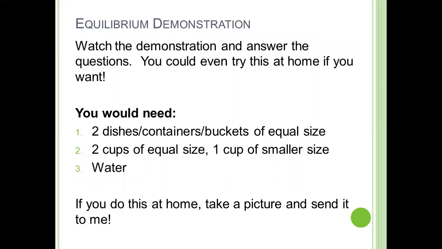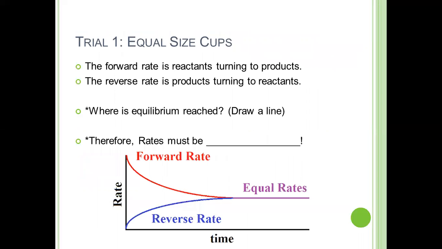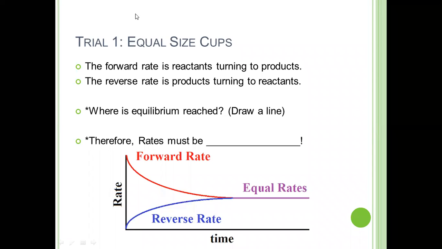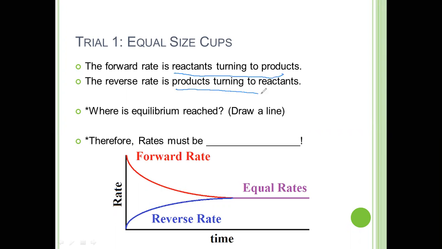So basically you take your 2 cups of equal size and you're just going to transfer water back and forth. So like reactants make products, at the same time products make reactants. So the forward reaction is turning reactants into products. That's what you should have seen. The reactant water went into the product bin. And then at the same time, the reverse reaction was the products turning back into reactants.